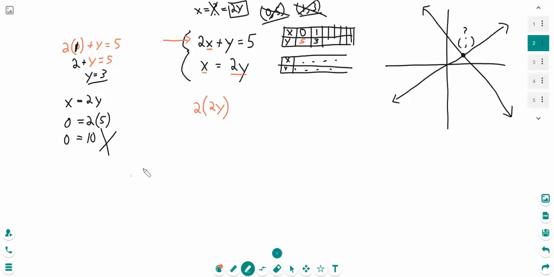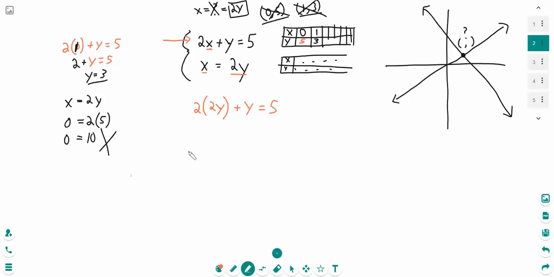Now make sure that makes sense to you. We have an x. We know that the x is equal to 2y, so we can replace the x with a 2y. Okay? Just think about that for a second. Make sure it makes sense. All right? Now, once that's made sense in your head, we can move on. So we have a 2 times x, which is actually just 2y, and then we have a plus y equal to 5.